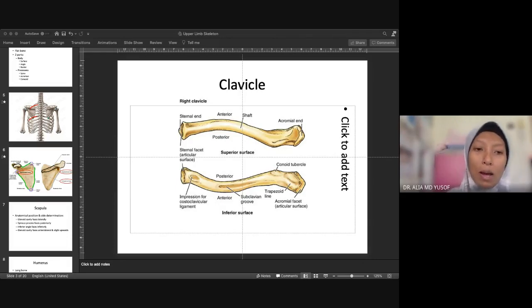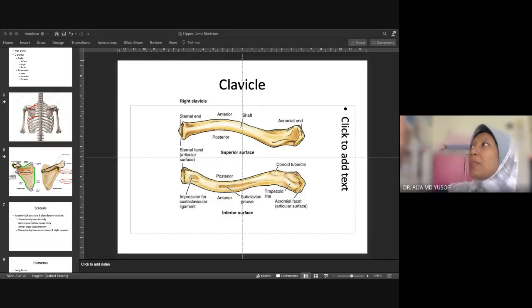Selepas setiap kelas, you buat satu objektif. Hari ni you nak hafal apa? Kalau you kata, I decide to memorize today, I nak hafal bone markings of the scapula. Then you draw your own scapula, and then you label the important bone markings. And then you buat note lah macam mana nak tahu kanan, macam mana nak tahu kiri on your own. Okay, that's how you study anatomy.